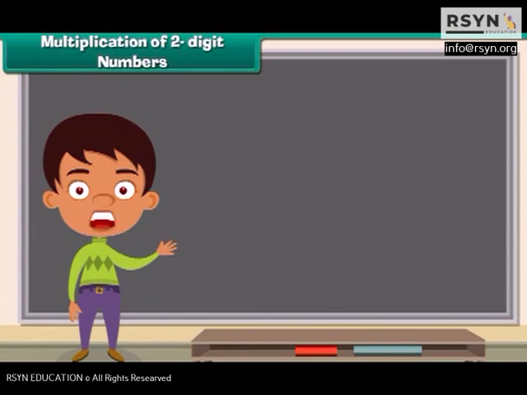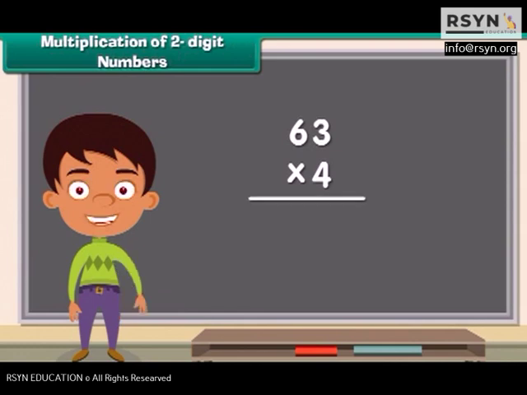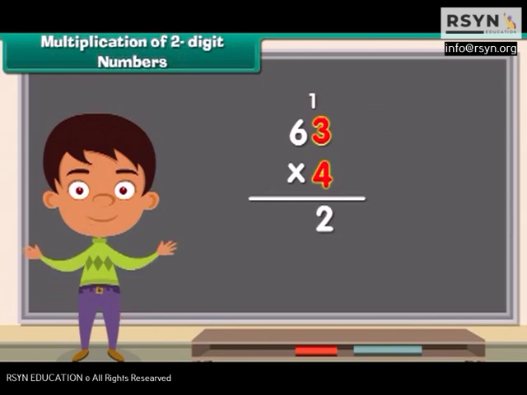Multiplication of two-digit numbers. Let us now learn to multiply two-digit numbers. Let us multiply 63 by 4. Firstly, multiply 3 by 4. 4 into 3 is equal to 12. Place 2 under the line at the 1's place. Write 1 above 6 at the 10's place.